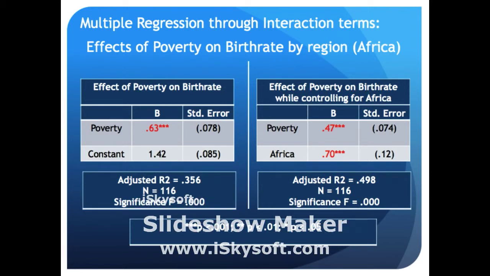The second regression on the right shows the additive effect that poverty and region, when controlling for Africa, have on birth rate. We can see the b-value of 0.47 while controlling for Africa has declined. And by being marginally outside the range of 0.30 to 0.6 calculated by multiplying the standard error by 2, we can say that this is partial specification. All the b-values are significant as displayed by the asterisks.